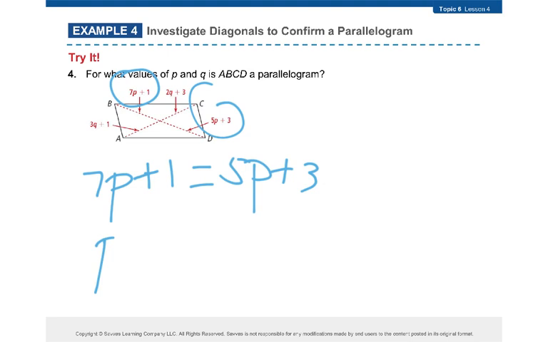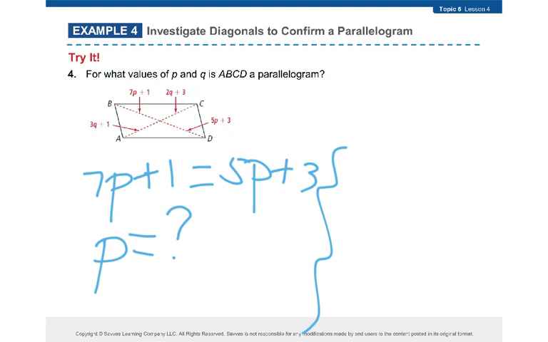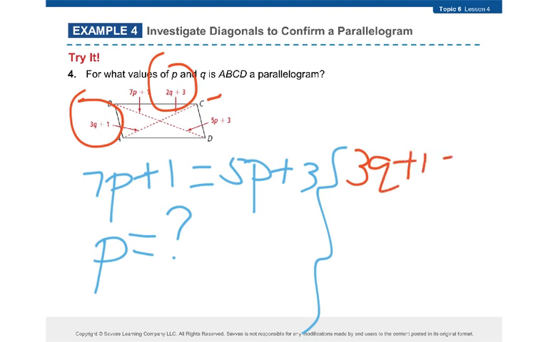So you're going to find the value of p. On the other hand, for q, you also have to equate 3q plus 1 and 2q plus 3. That's what you set up on the other side: 3q plus 1 is equal to 2q plus 3, and then solve for q. What is p and what is q?